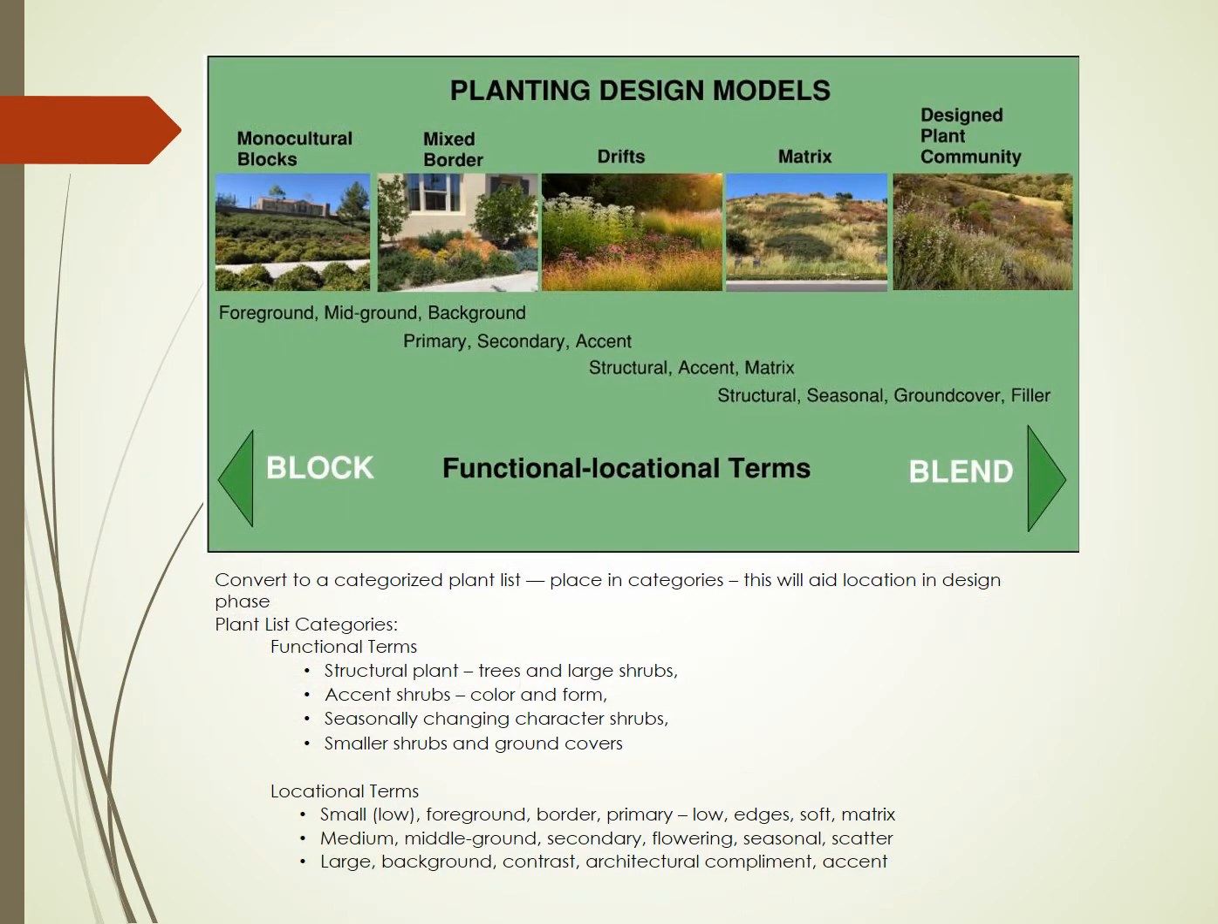In the previous example, locational terms such as foreground, middle ground, and background are used for the plant list categories. Because that was a list for a residential community with blocks and mixed border planting design models, as shown in the first 2 images above. But remember, we noted that there are several other planting design models that we can consider to support the project's overall landscape approach, and they have alternate functional locational terms. And as we also talked about last time, the terms communicate where the designer thinks the plants go best. The categorized plant list is where the terms connect the appropriate planting model to the landscape concept.